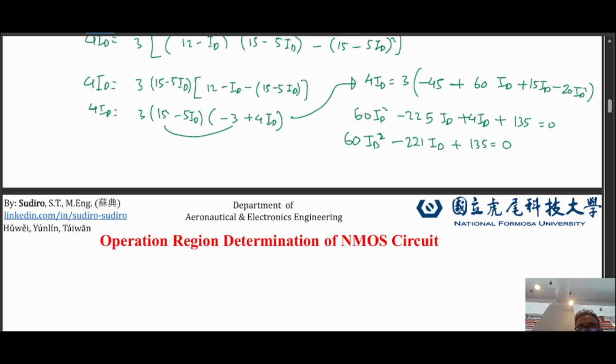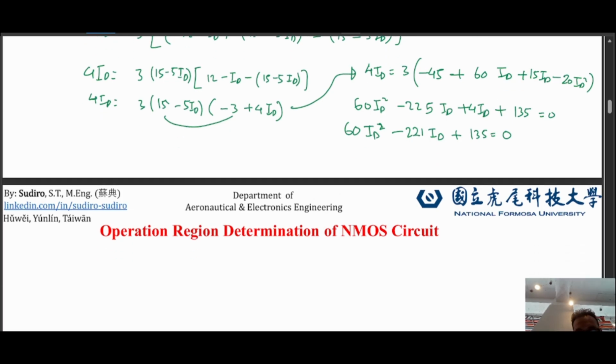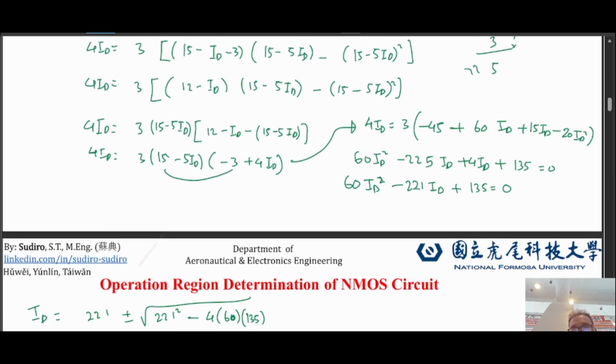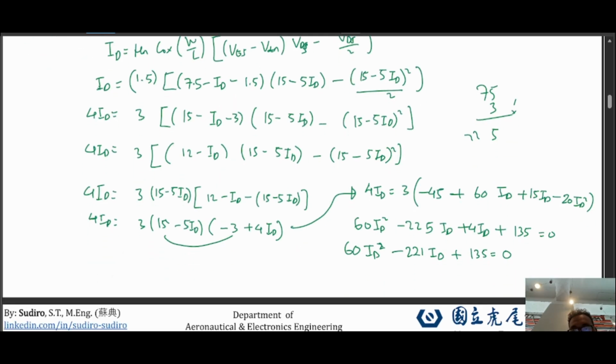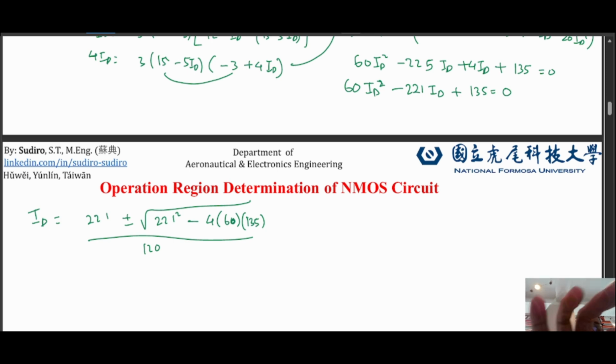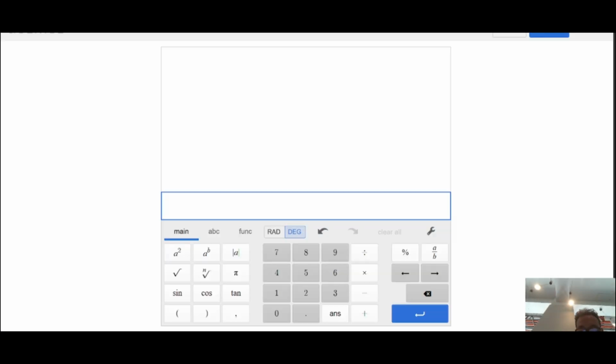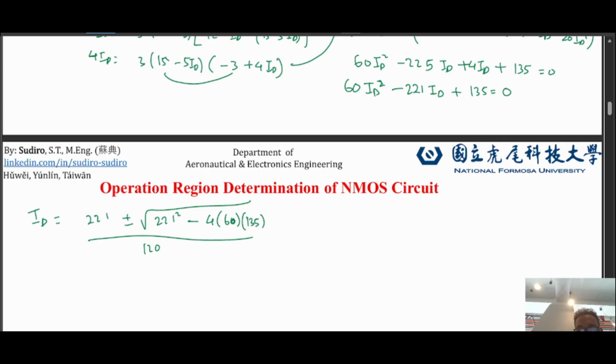and we can use the quadratic equation. We get ID will be 221 plus minus the square root of 221 square minus 4 times 60 times 135, over 120.